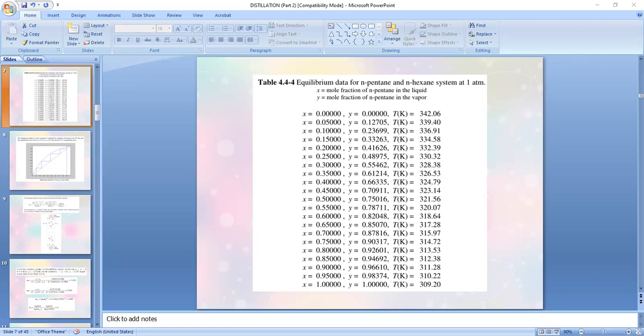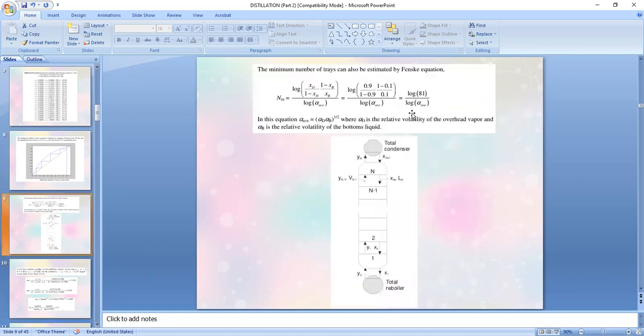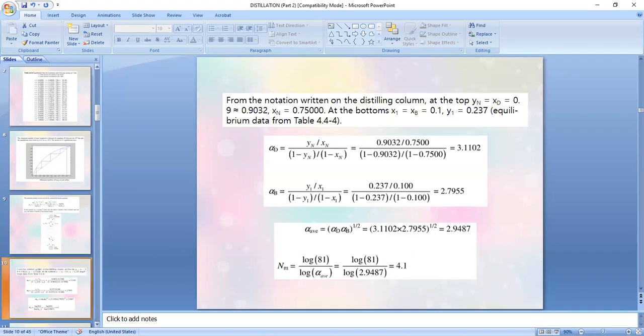So with that, you go back here and substitute 0.23 and 0.1. The two alphas, you will multiply and get the square root of the product. Then go back to the formula that we have here, and substitute. It will give you the minimum number of stages, which is 4.1.